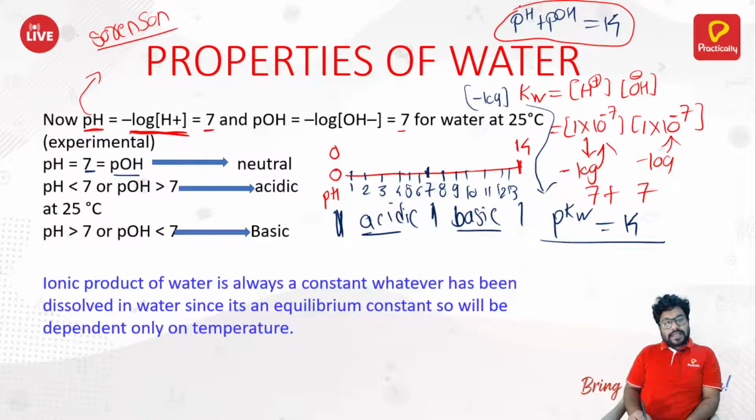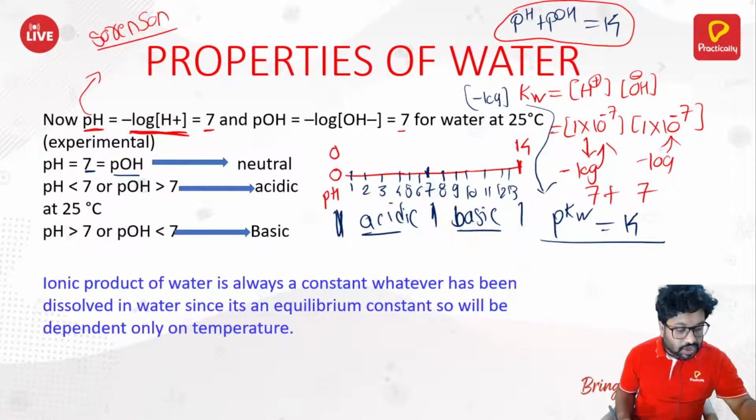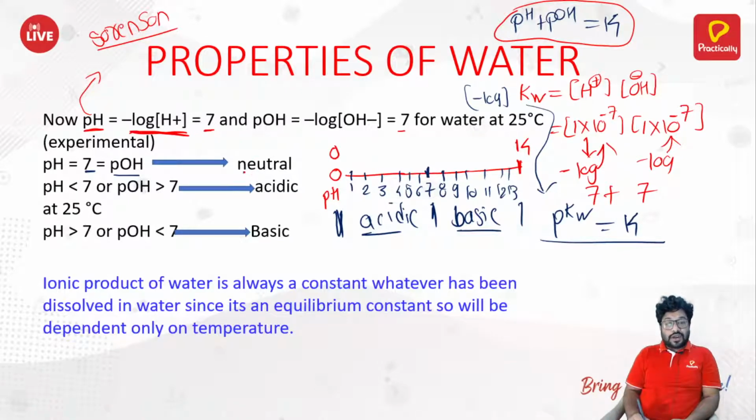So when your pH is equal to 7, obviously your pOH is also equal to 7. Why? Because when pH is 7, pOH is 14 minus 7, which comes out to be 7 only. So the solution is neutral in that case. If your pH is less than 7, then your pOH would be greater than 7, and the solution would be acidic at 25 degrees Celsius. Similarly, if pH is greater than 7, then pOH is less than 7, and the solution would be basic.